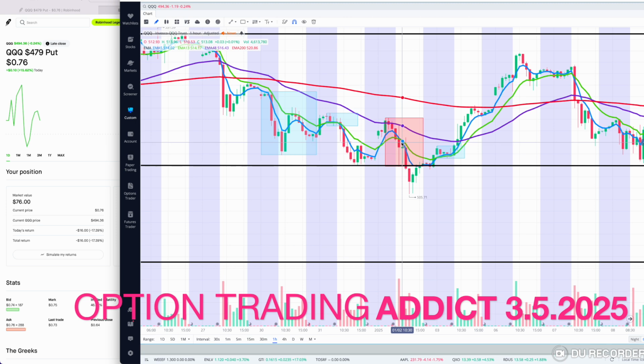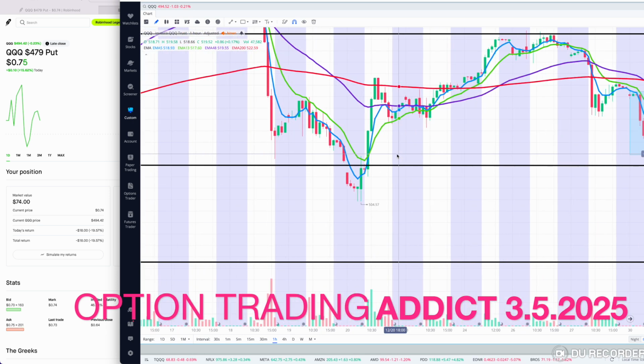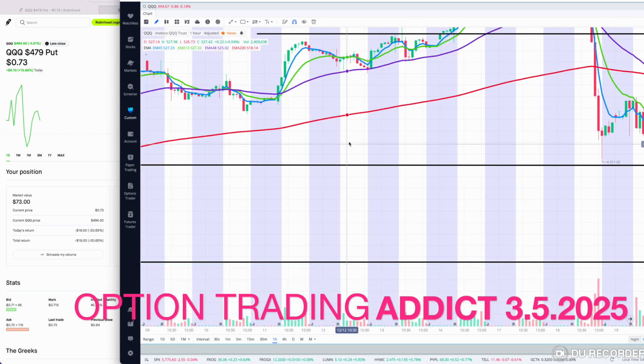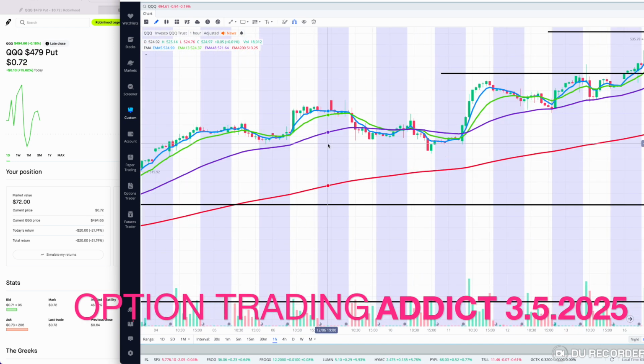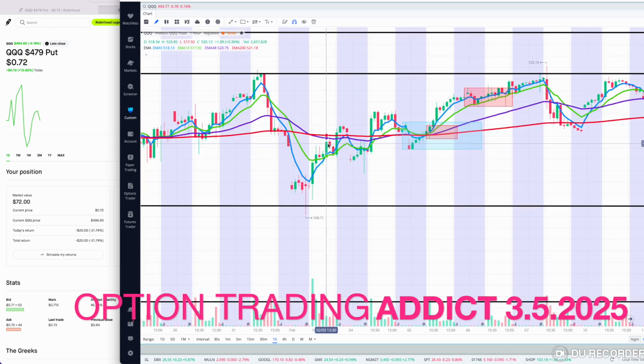Every crossover, when everything's aligned, it breaks down. That's what I'm going off of. Cross to the downside, it breaks to the downside. Okay, that's my assessment.